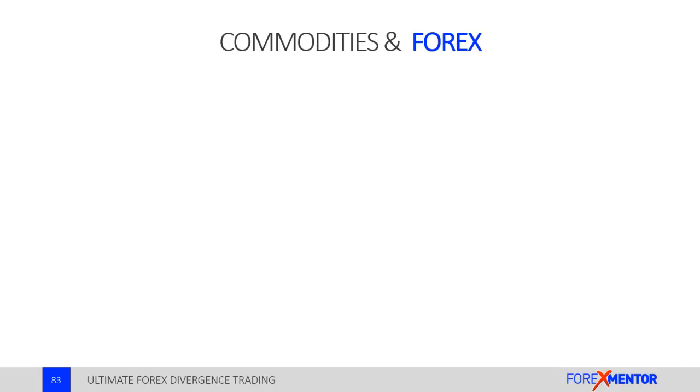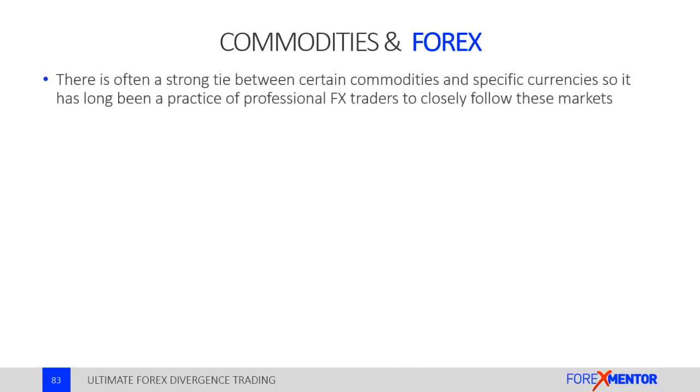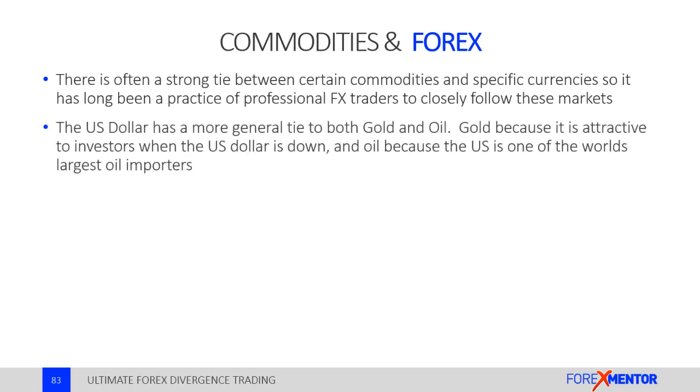There is often a strong tie between certain commodities and specific currencies, so it has long been a practice of professional Forex traders to closely follow these markets. The US dollar has a more general tie to both gold and oil. Gold because it's attractive to investors when the US dollar is down, and oil because the US is one of the world's largest oil importers.